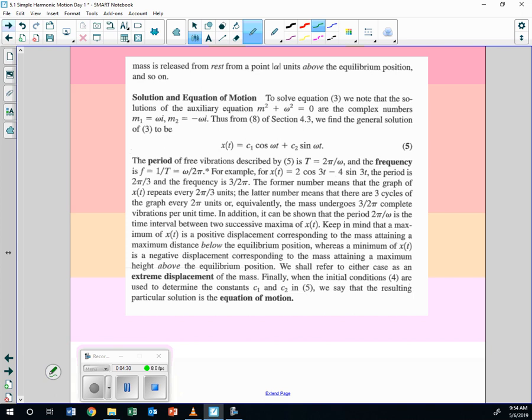All right, so then if we get to m squared plus omega squared equals 0, that's the substitution. M squared equals negative omega squared. And we remember the x of t, or we called it yt before, yc. C1 cosine omega t, C2 sine of omega t. That's the formula we're familiar with.